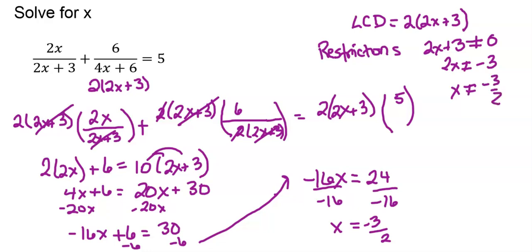Oops, that is a problem. Negative 3/2 is what we came up with as a possible solution, but it's a restriction, which means although we did everything right here to get negative 3/2 as a possible solution, we've got to throw it out. So our solution is no solution. There's no number that will make this equation true.